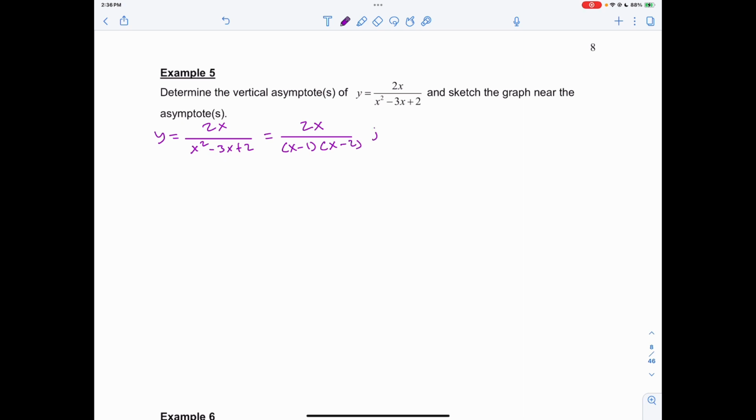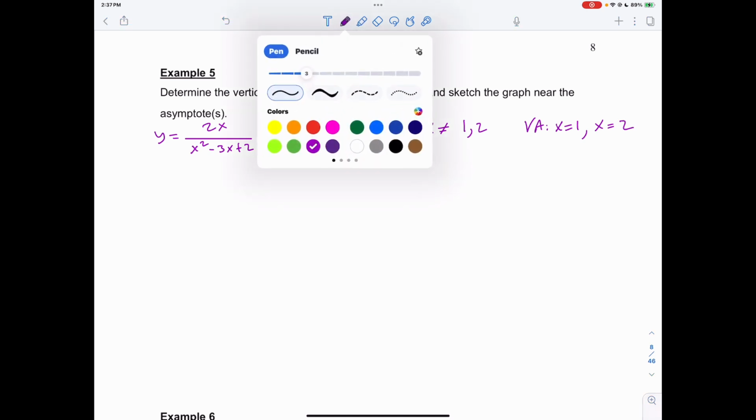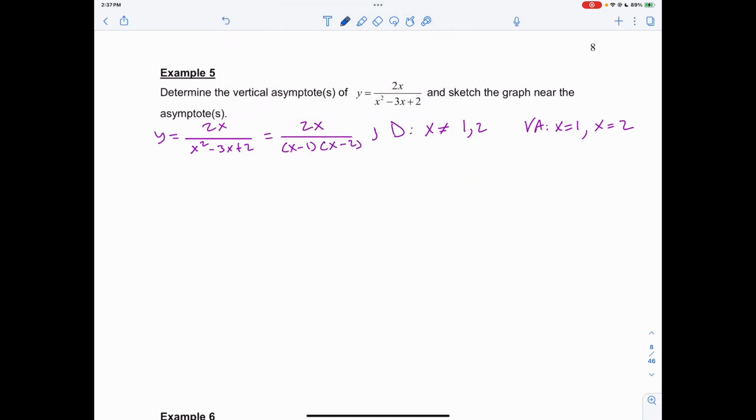We know from that our domain is going to be x cannot equal 1 or 2. And because there's no common factor in the numerator and denominator, I also know that there's going to be vertical asymptotes at x is equal to 1 and x is equal to 2. So let's take that first vertical asymptote.